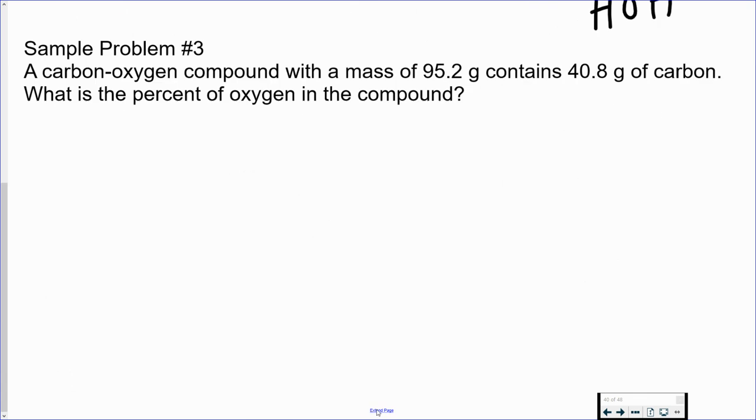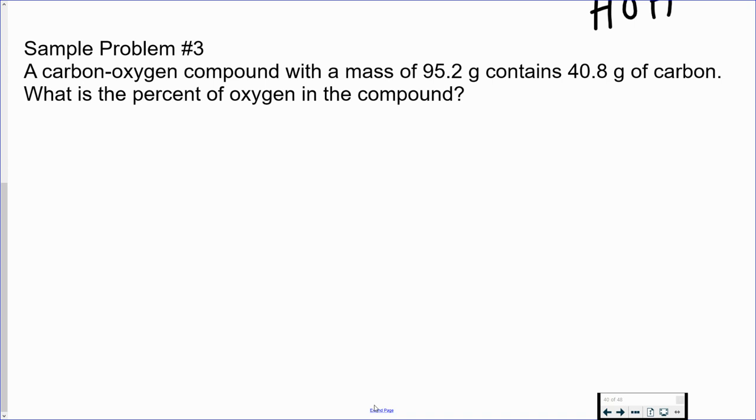So let's talk about sample problem number 3. It's also a percent composition problem. However, this one is based off of lab data. So you have a carbon oxygen compound with a mass of 95.2 grams, with 40.8 grams of carbon. So 40.8 grams of the 95.2 is carbon. We want to find the percentage of oxygen.